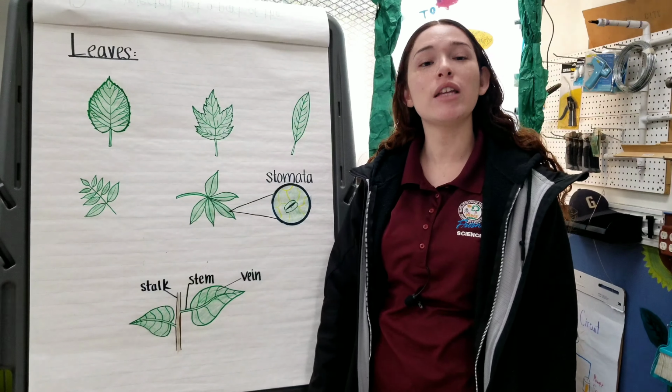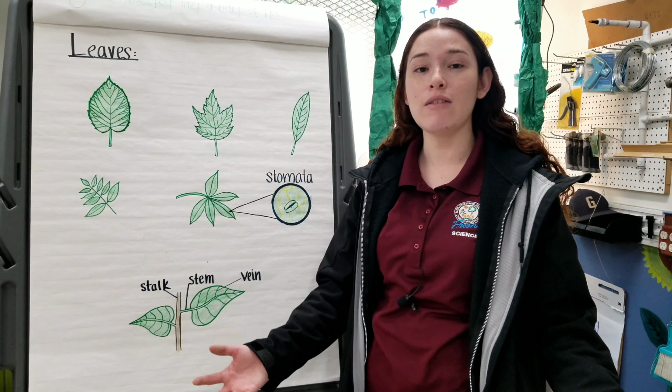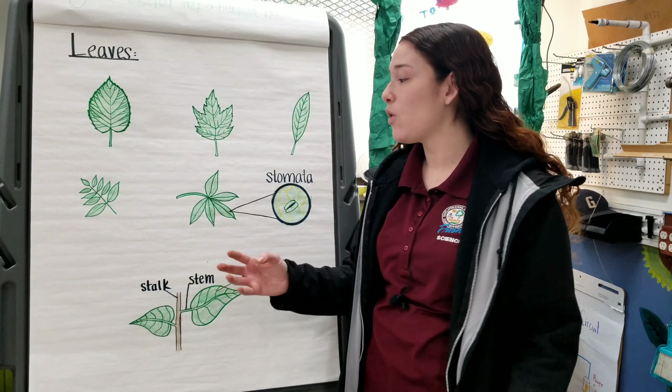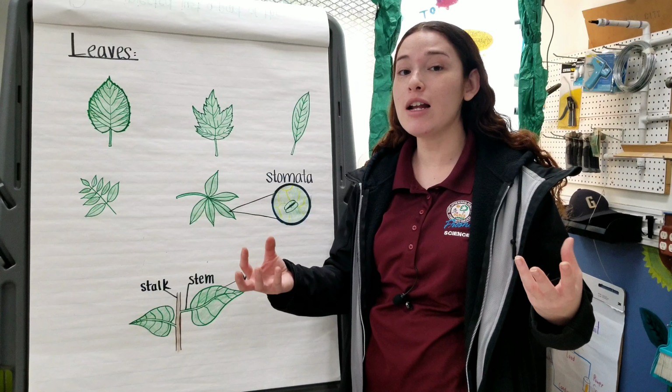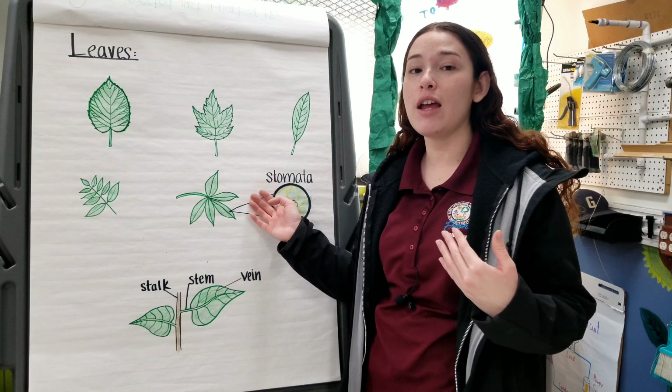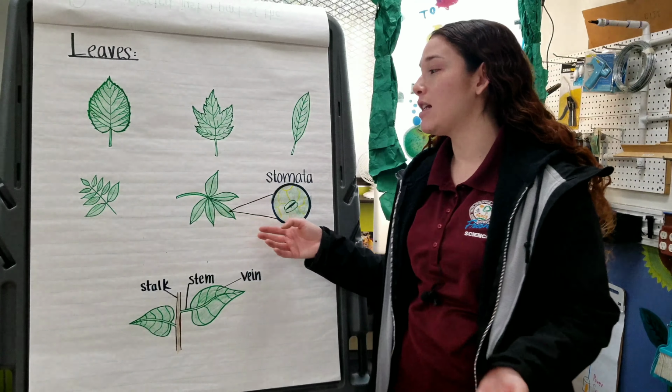But for the most part, leaves are usually green, and that's because of the chlorophyll that is in the leaves. Chlorophyll is a molecule that absorbs the sunlight. So that's how the light energy of the sun is absorbed by the leaves, so that they are able to do the photosynthesis process and the plant can feed itself.